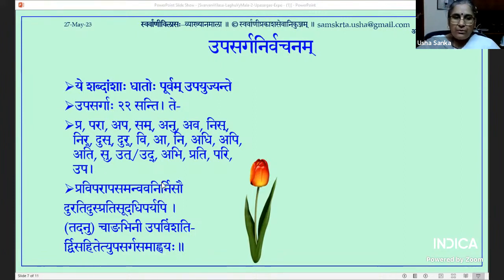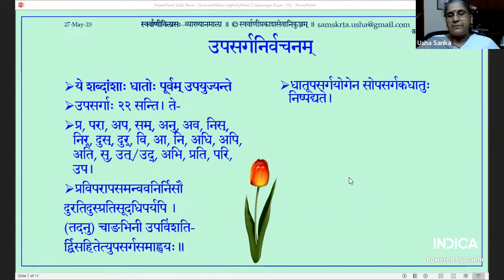So these are all the upasargas put into a shloka, and we should thank our good old grammarians for giving us these karikas. They gave us beautiful karikas. They don't have any other work than to help us. Really, I tell you, be very thankful to them. So please learn these shlokas by heart. They will really help you. And it's in the same order as I have put here.